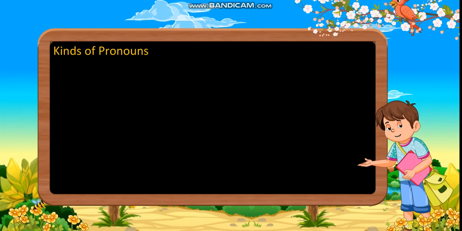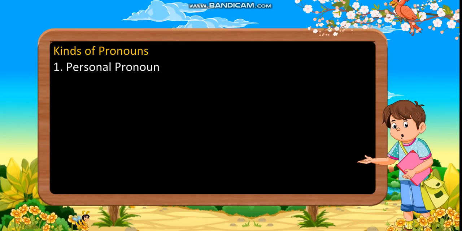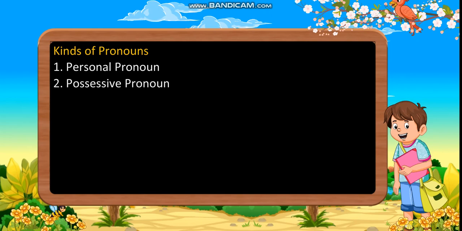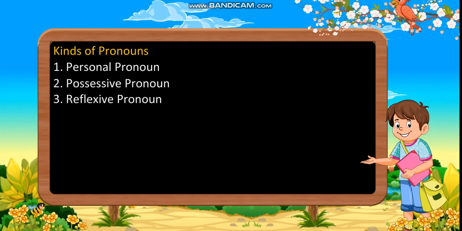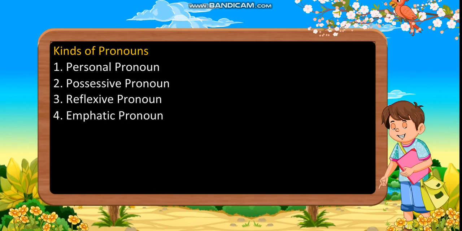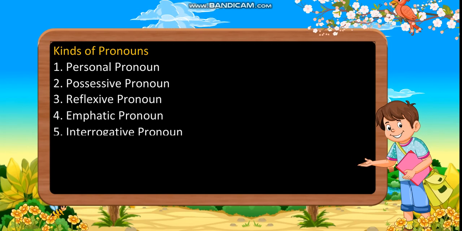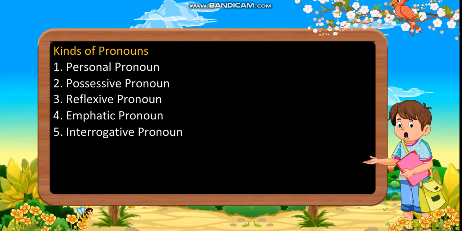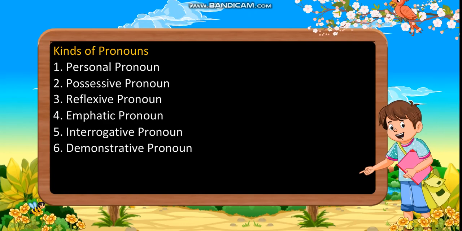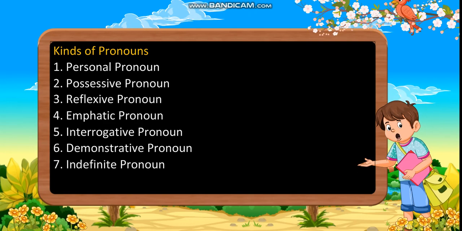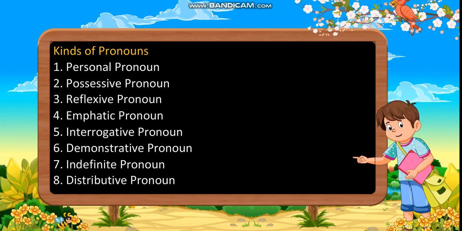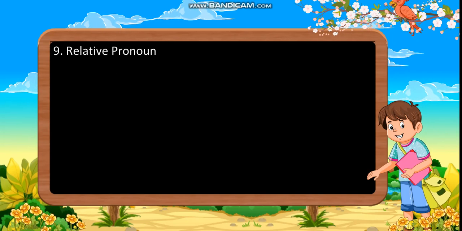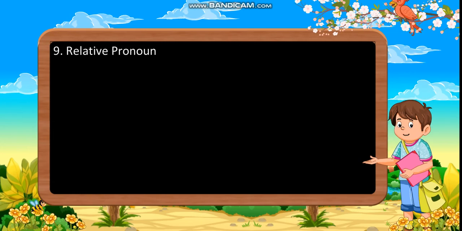Kinds of pronouns. First, personal pronoun. Second, possessive pronoun. Third, reflexive pronoun. Fourth, emphatic pronoun. Fifth, interrogative pronoun. Sixth, demonstrative pronoun. Seventh, indefinite pronoun. Eighth, distributive pronoun. Ninth, relative pronoun.